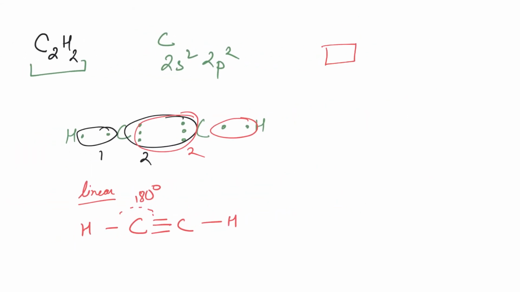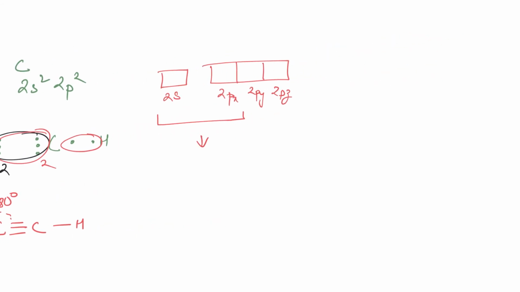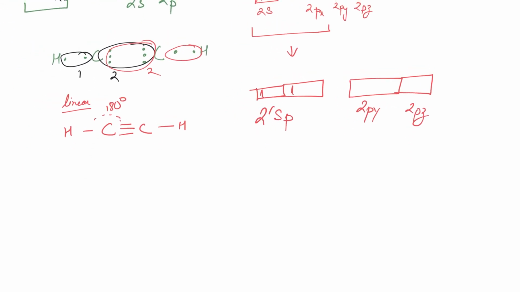So 2s and 2p. Now we only need 2 orbitals. So that means you are going to be using only these orbitals. So let's create 2 sp hybridized orbitals, okay? And the remaining orbitals are going to remain just as they were before, 2py, 2pz. So I hope this makes sense that per carbon we have 2 sp orbitals. Remember, 2 is the number.